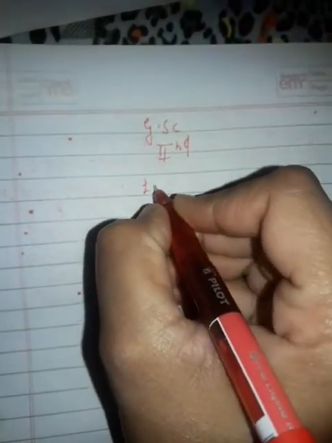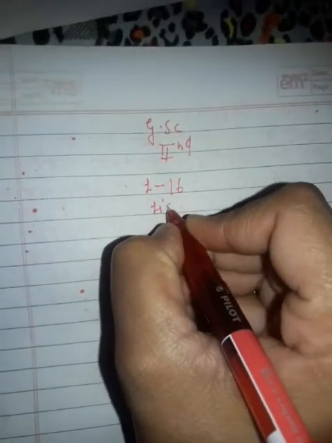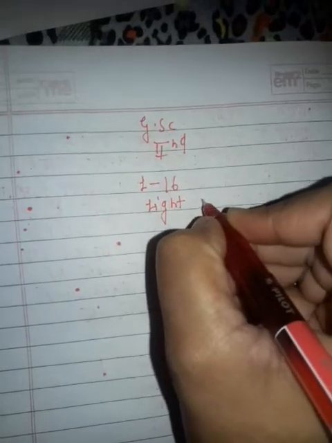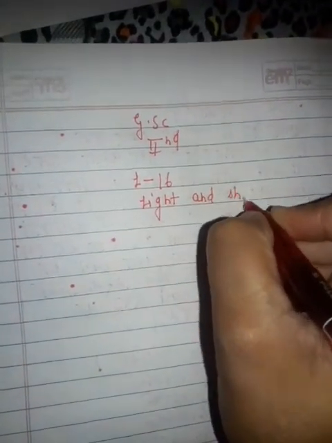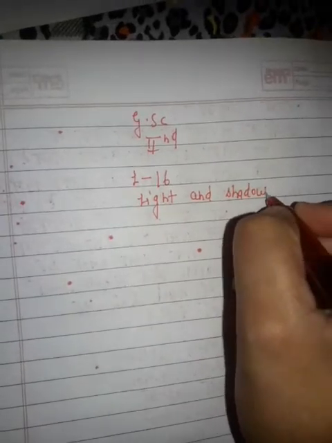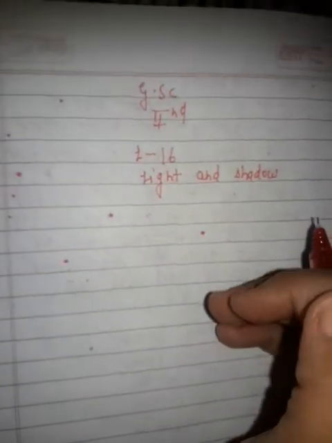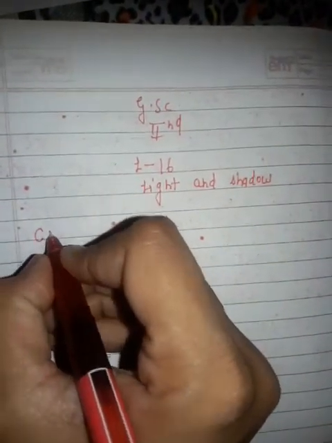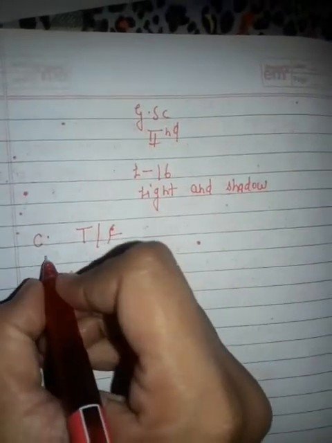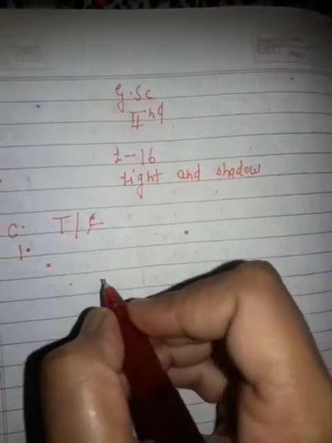I will give the following exercises. Yesterday I gave fill in the blanks and tick the right word, and today I will give true false from chapter 16, light and shadows. See true false. First one is, shadows always fall on the opposite side of the light source.